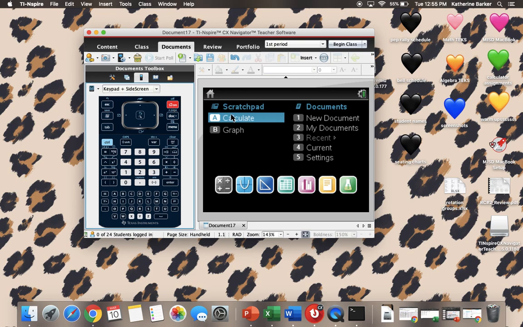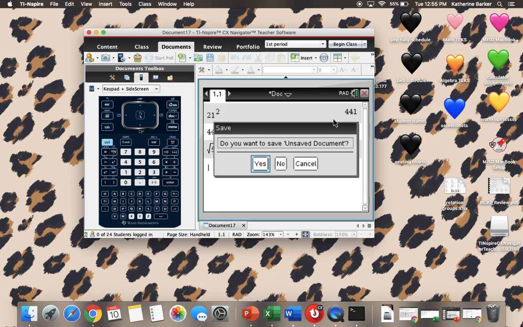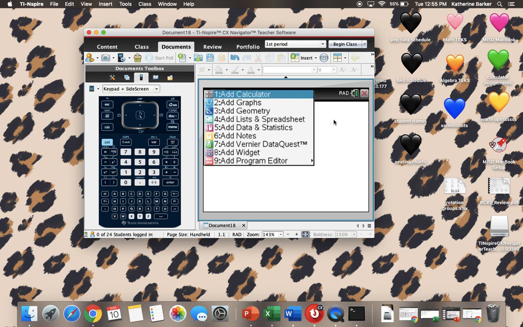I never want you guys to use Scratchpad. I always want you to use Document. So anytime you want to calculate, graph something, anything like that, you want to open a new document. You can do that by either clicking on it or by pressing the number 1. When you open up a new document, you never want to save. So I'm always going to say don't save.